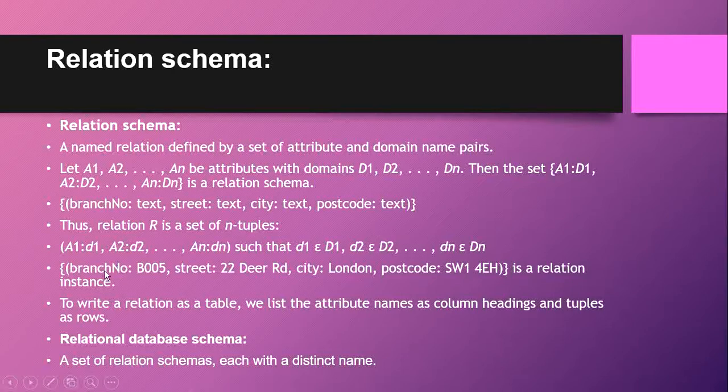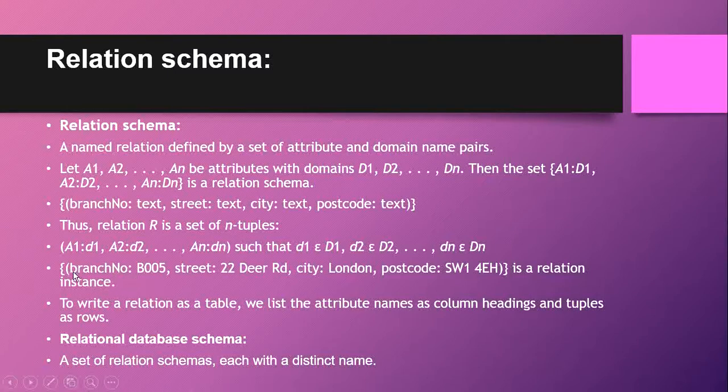So here you can see we have taken the example of the branch table that we have seen before. It has attribute branch number and then it has value B005. So this is d1 and it belongs to domain 1, that is the branch number domain. Then we have the second attribute and its value is 22 Deer Road, and this belongs to domain 2. Similarly, we have city London, postcode and this value. So this is a relation instance. A relation instance is a tuple or set of tuples in a relation at a particular time.